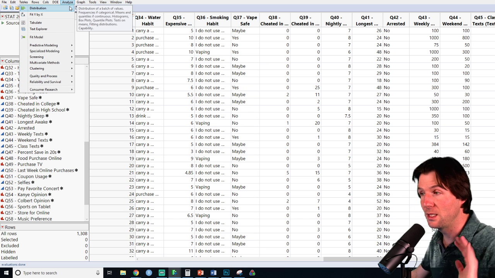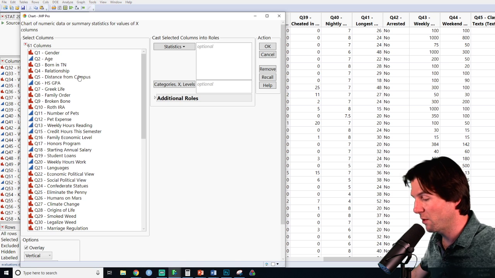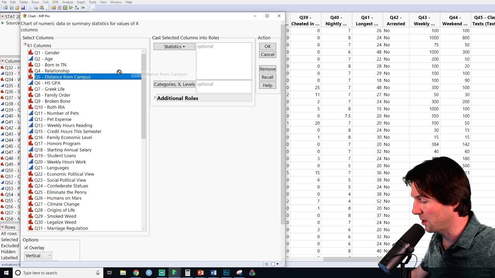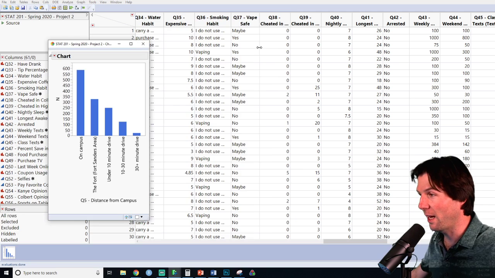So I'm going to go ahead and pick a different variable than you right here. I'm going to go to Graph, I'm going to go to Legacy, and I'm going to go to Chart. So I'm going to pick a variable like Distance to Campus. You can double-click it. It'll go in the right spot. And then we click OK. Now with this in mind right here, you can see all the levels of distance to campus.